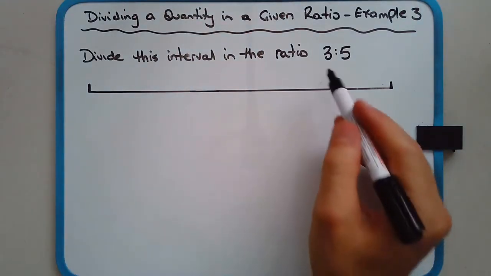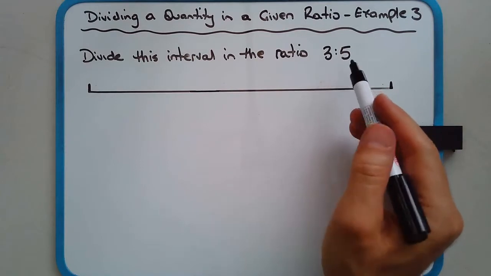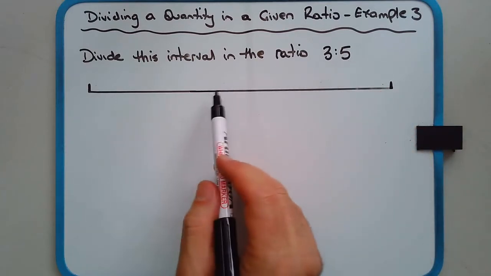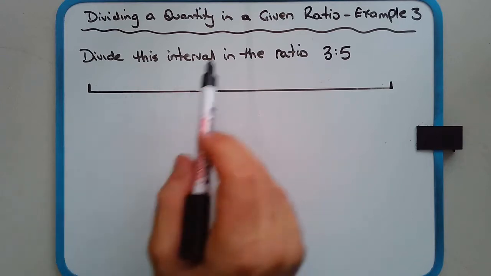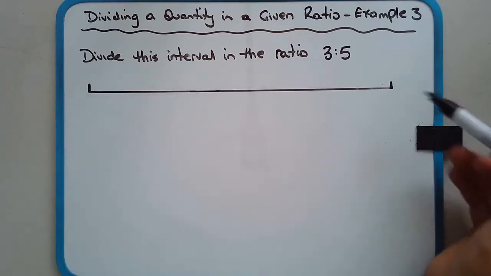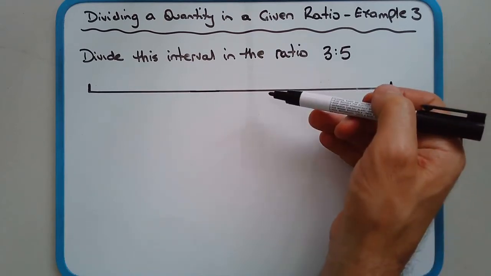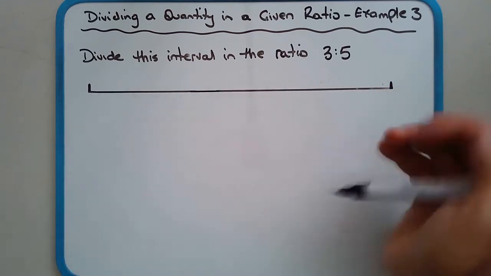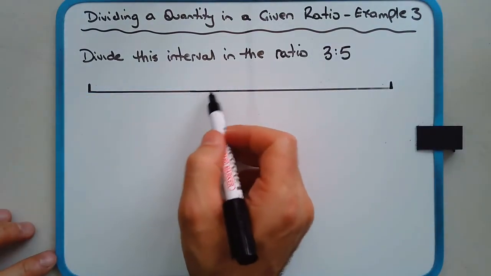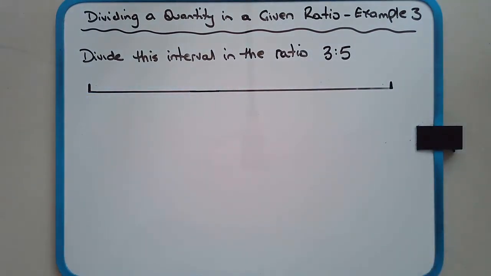But it's clearly not 1 to 1, it's 3 to 5, which means that the division, where we're going to divide this interval up, is going to be somewhere off from the center. In fact, what this means is that for every 3 centimeters coming in from the left, we're going to come in 5 centimeters from the right, and so on, until the two end up meeting together, probably somewhere around here. Okay, so let's have a look at the mathematics behind it.